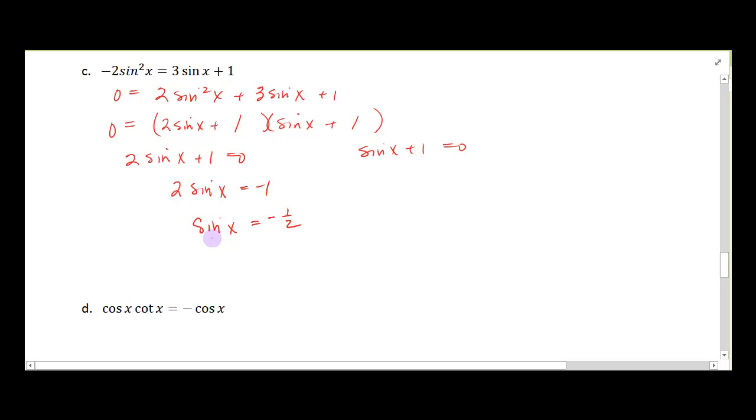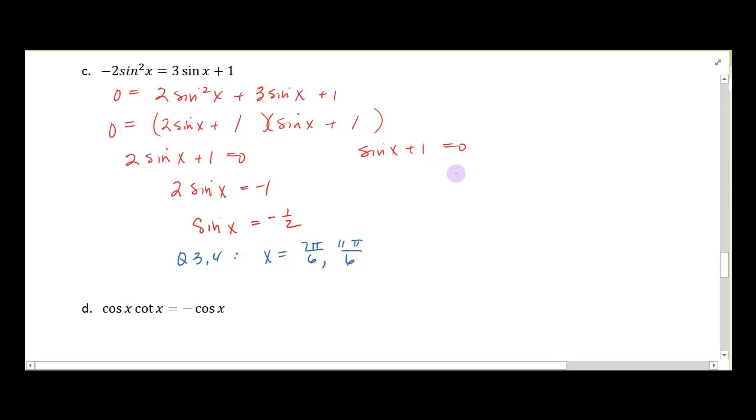So for what values, when I take the sine of it, do I get negative 1/2? I have to be talking about being in quadrants 3 and 4 to get a negative sine value. So for what angles in quadrants 3 and 4, when I take the sine of them, do I get negative 1/2? That's going to be at 7 pi over 6, when x is 7 pi over 6, because that's in quadrant 3, along with 11 pi over 6. So these are the two solutions for this first equation. We're not finished yet because I have another one to do.